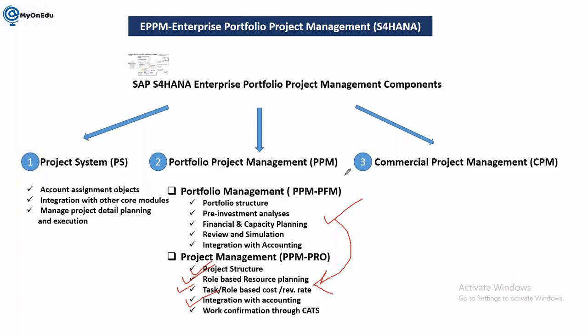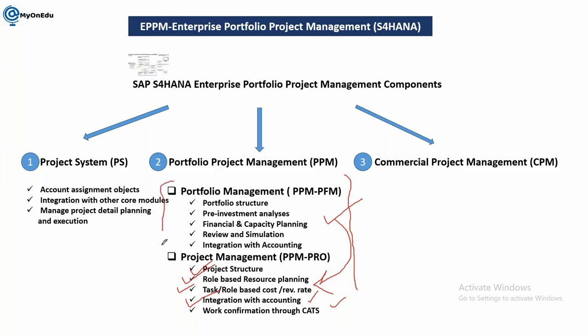In portfolio project management, we don't have any accounting object. You cannot directly post any cost to any object, so we need help from other modules. SAP has given a provision to integrate with an internal order or project system. For work confirmation through CATS, you can integrate with CATS, the cross application timesheet, with HCM, and with EPC and MRS. There are some additional options, but primarily, when we are understanding it, these are the major options we have here.